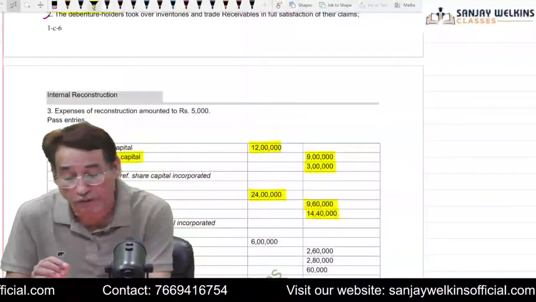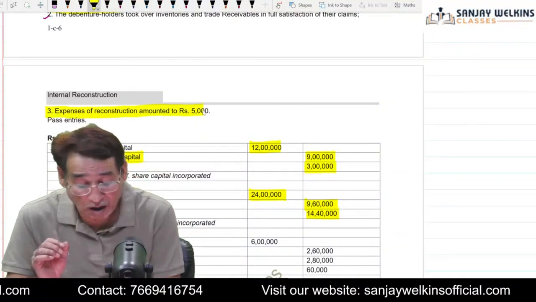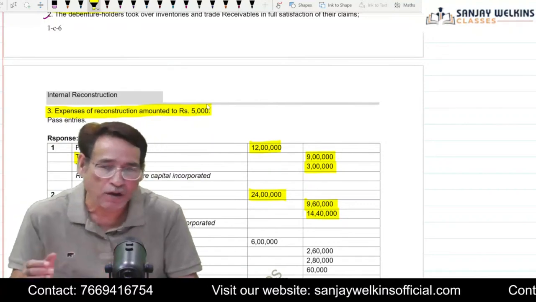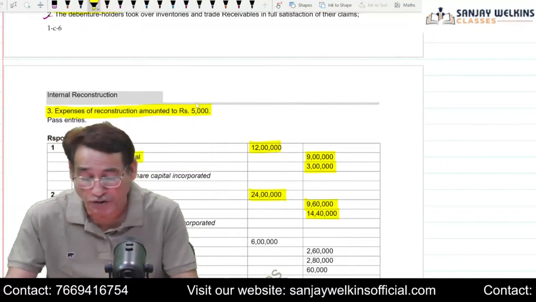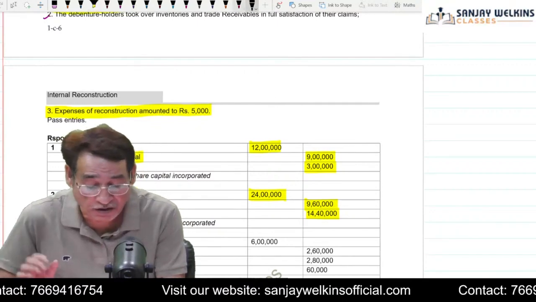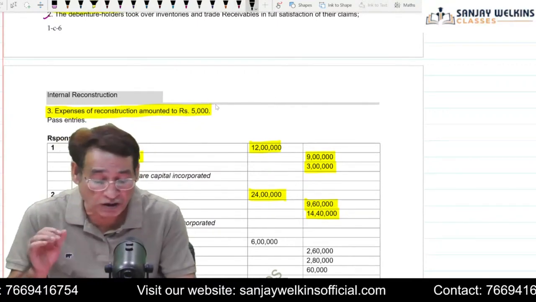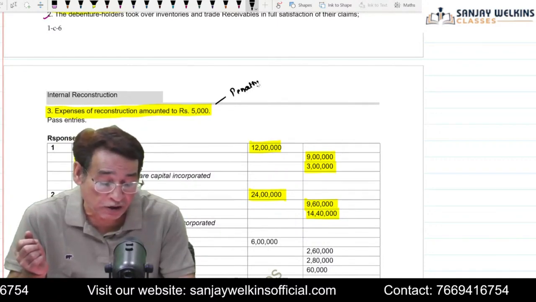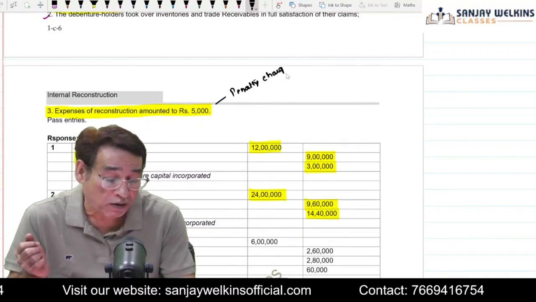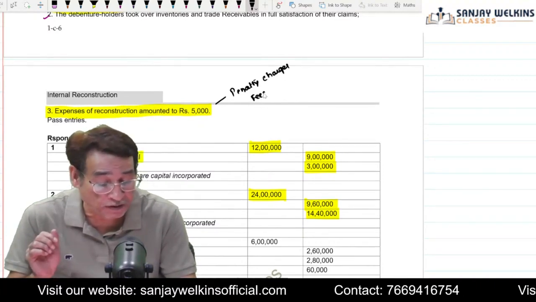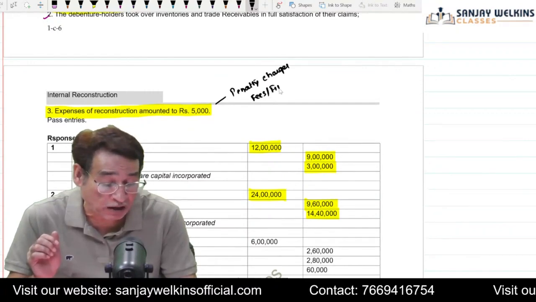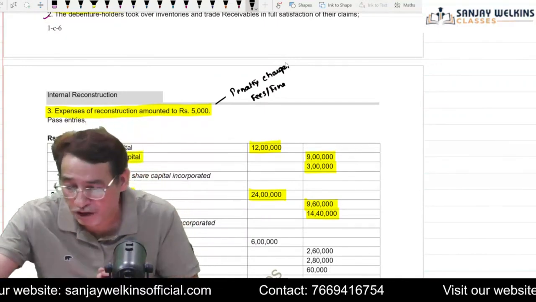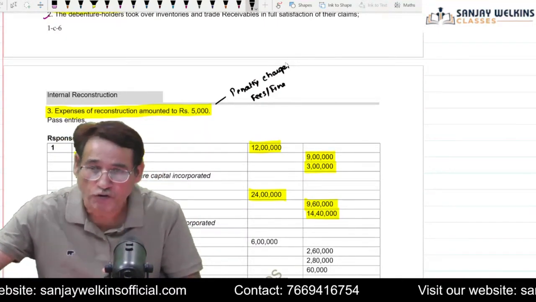Actually, main purpose of this particular question is this one. Expenses of reconstruction amounted to 5,000. Now you let me know of the entry. What should be the entry in your opinion? Suppose the question says, like suppose there are transactions like this, expenses of the reconstruction, sometime it may be given penalty charges, fees and fines. Sometime it may be given in the question like this. So what will be your entry? First you let me know of that.